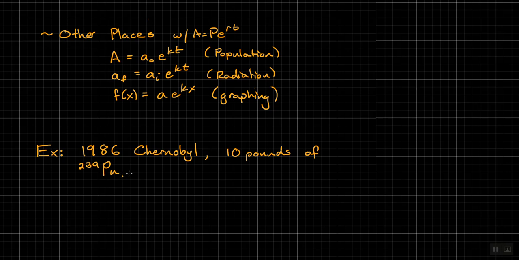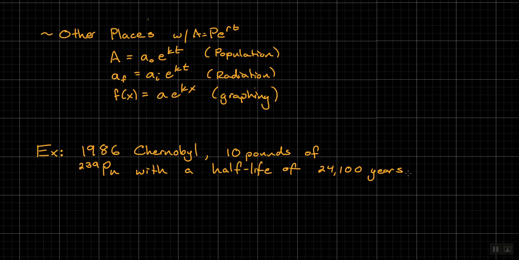When we're looking at this, we're going to say plutonium-239, 10 pounds of plutonium, with a half-life of, and this is why radiation stuff gets a bad rap, roughly 24,100 years.